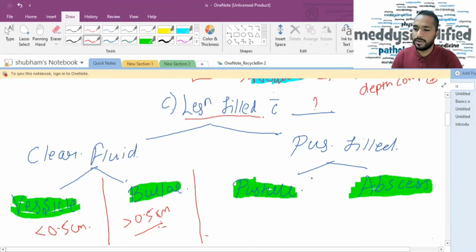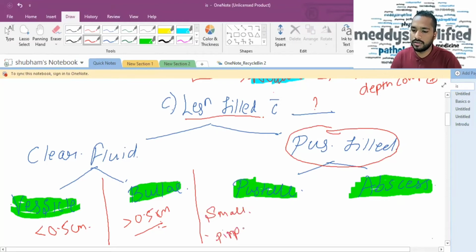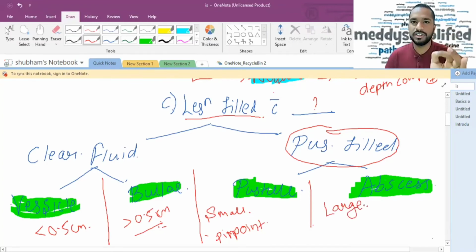Now next is pus filled lesion, right? If the pus filled lesion is small, very small, or it is a pinpoint lesion, then it is called as pustule. If it is a large pus filled lesion, it is called as abscess. There is no fixed size: very small or a pinpoint lesion, it's a pustule. If it is large, more than a pinpoint lesion, it is called as abscess.